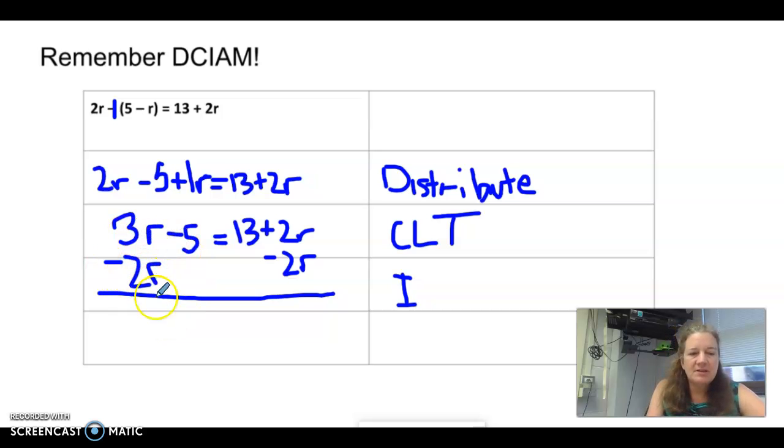So I have 3r minus 2r, so that's 1r. So I'm going to take that 1 off because that's my ninja number. Can't get rid of that 5. And then my 2r's cancel. That's what I wanted. Equals 13.